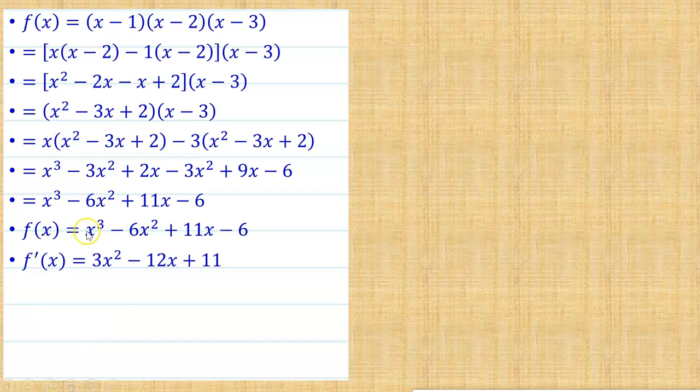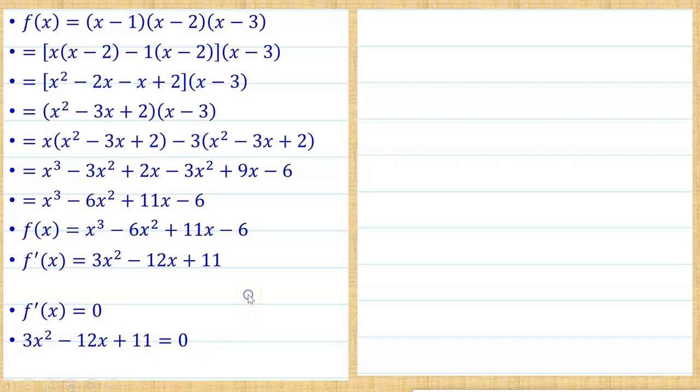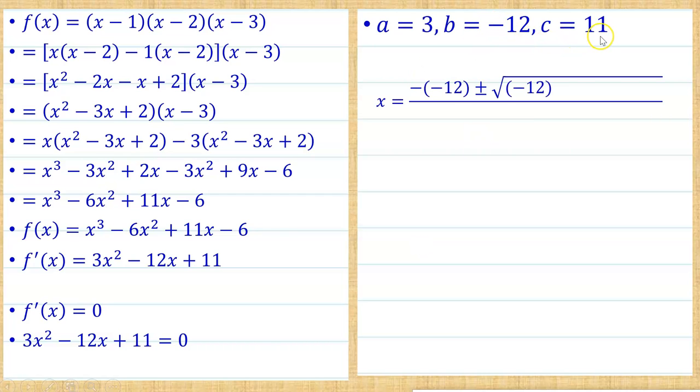We take its derivative, you will get 3x square minus 12x plus 11. f dash of x is equals to 0. We put it equal to 0, and this does not factorise. 3x square minus 12x plus 11 is equals to 0. We'll apply here the formula method. A is equals to 3, B is equals to minus 12, C is equals to 11.